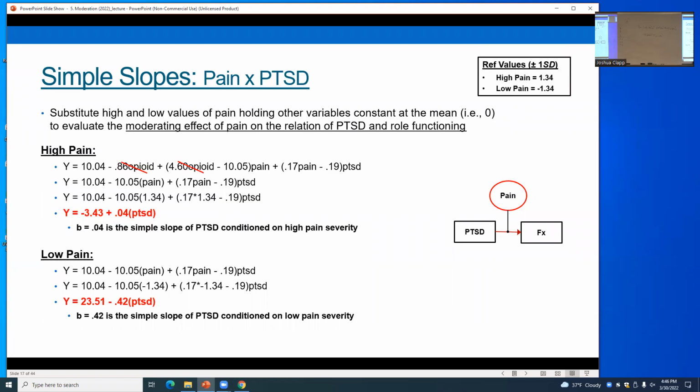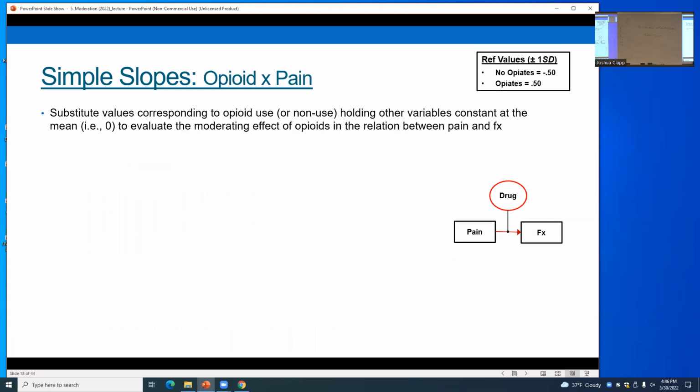All right, so this is solving the simple slopes for our pain. But now we want to go back to talk about our simple slopes for our opiate use. Here, we're going to enter values corresponding to opiate use and non-opiate use, holding everything else constant at the mean, to look at the moderating effects of opiate use on the relation between pain and function. Now remember, because we centered opiate use, 0 doesn't really mean anything. It just becomes holding it constant.